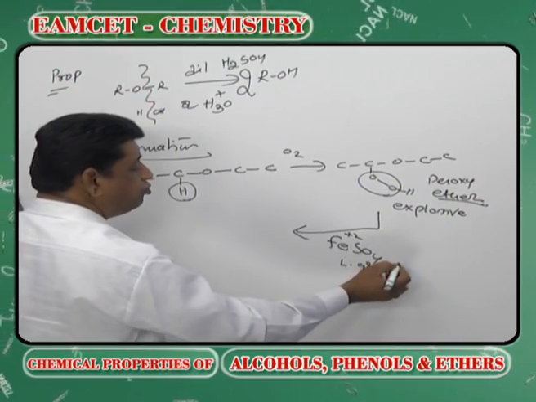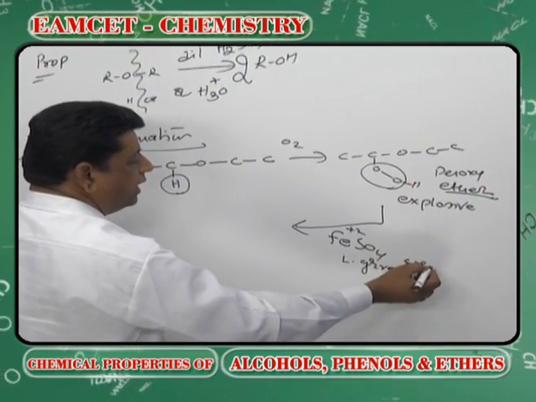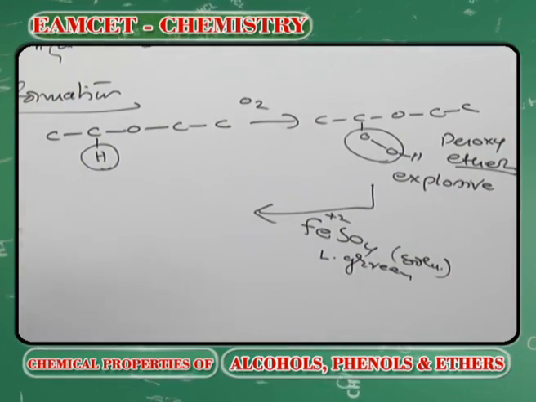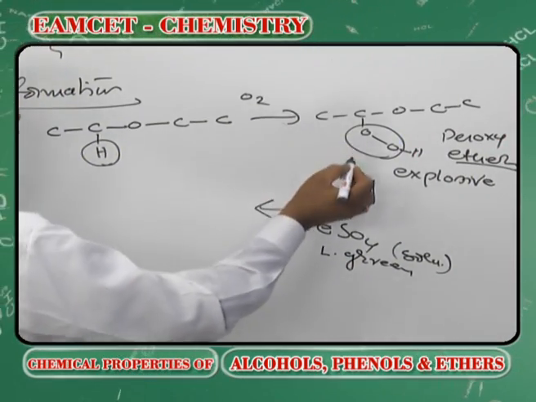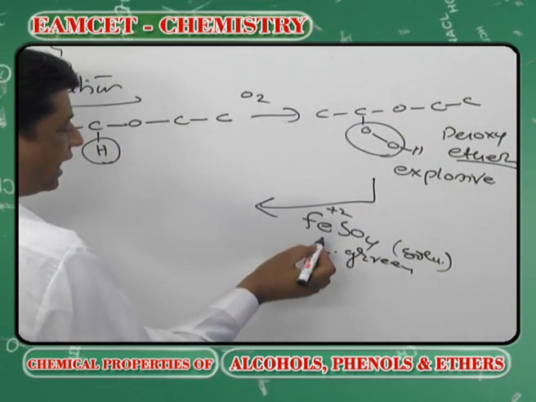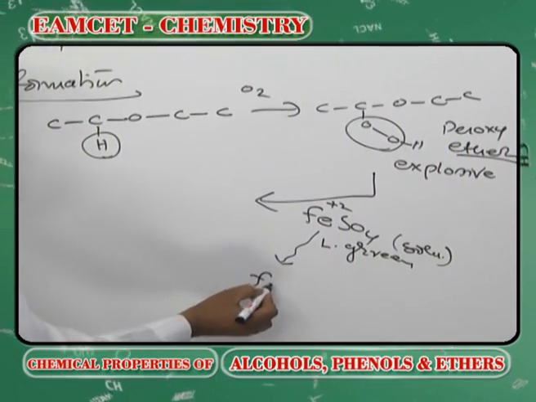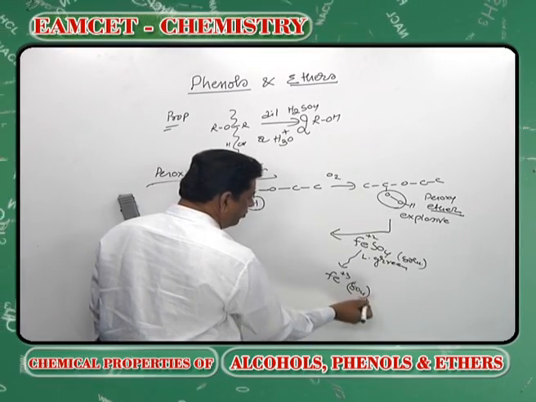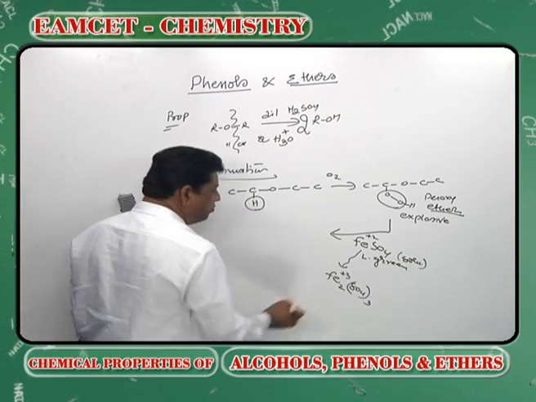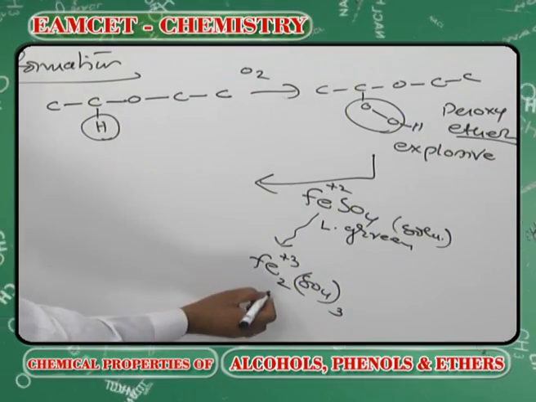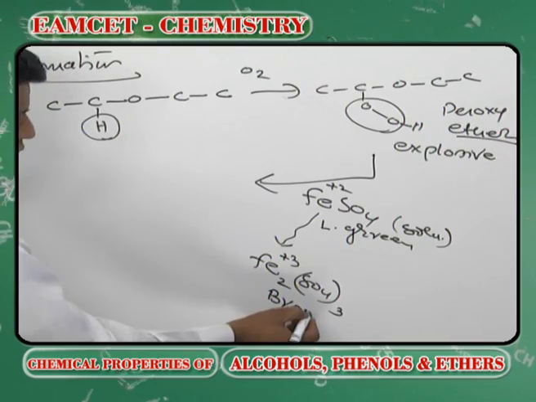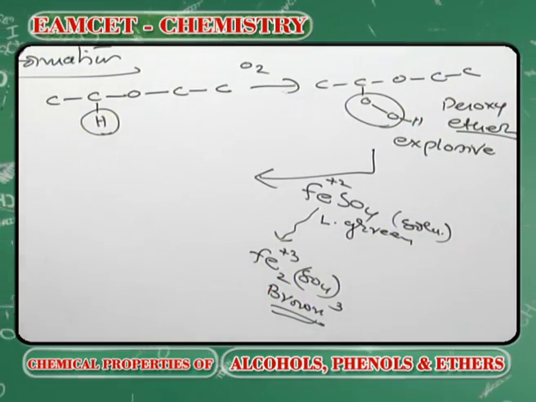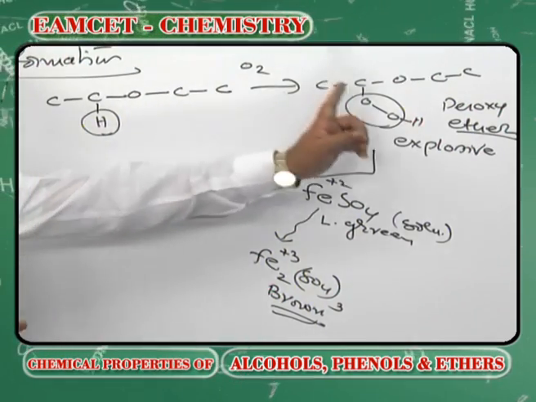A freshly prepared solution you have to take, dissolve in water, and mix with this explosive, that is peroxy ether, and shake well. The O2, one O will be liberated, converting this ferrous sulphate into ferric sulphate, Fe2(SO4)3. You have to take it as 3 and 2. So, ferric sulphate is a brown color solution. When the light green turns to brown, it is an indication that the ether has peroxy ether.